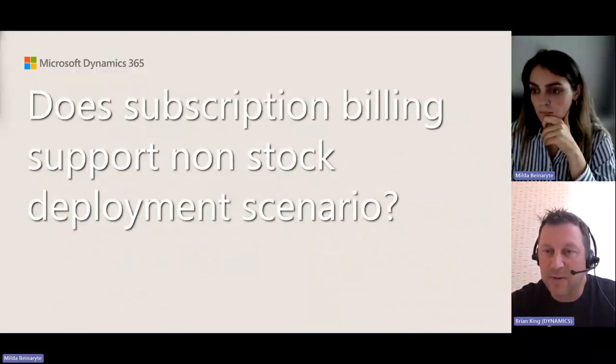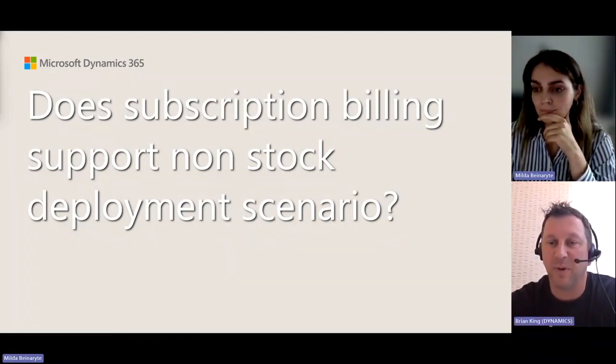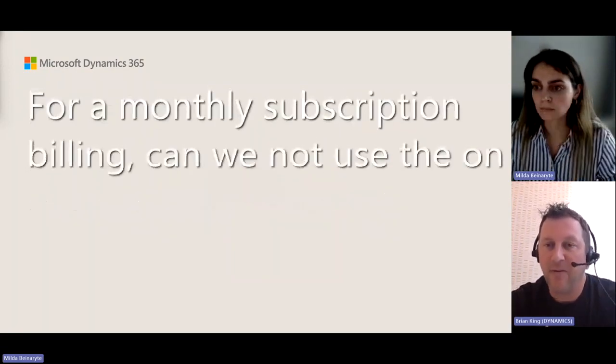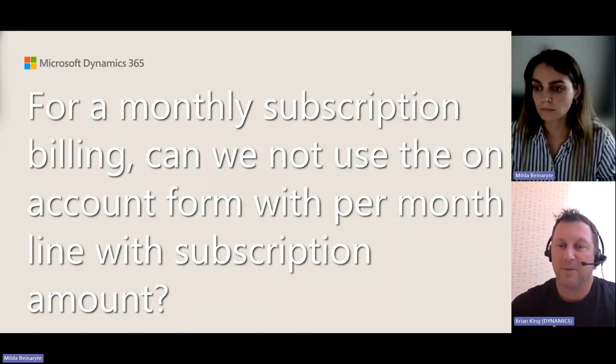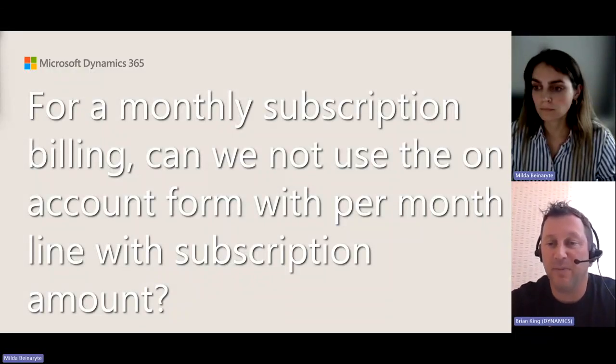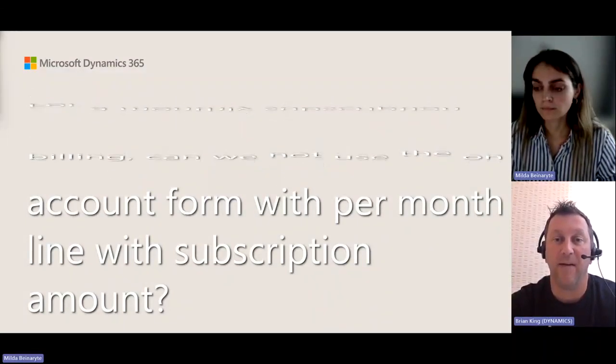Does subscription billing support non-stock deployment scenario? So this would be the scenario that we support right now. So that non-stock resource-based deployment in project. So think traditional PMA. That's what we'd support. For a monthly subscription billing, can we not use the on-account form with per month line with subscription amount? So you could use that if you're using a fixed price project, but if you're using a time and material, then that wouldn't be something that would be available as an option. And then if you're using a fixed price project, you'll lose out on some of these integrations here because they're only integrations that we have for time and material.